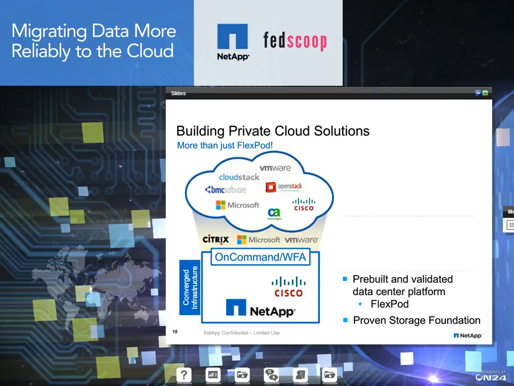And we put it together with a pre-validated data center platform so that you can have something akin to a cloud in a can. So you can deploy something that's been tested, validated, with all the tools associated with it, so you can start deploying your cloud instances where they need to go, when they need to go there.